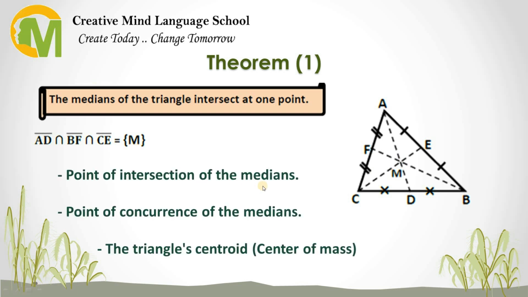The point of intersection of the medians has different names: point of concurrence of the medians, the triangle's centroid, or the center of mass. The point of intersection of the medians and the point of concurrence of the medians, you will find in the Egyptian and the British curriculums. But in the American curriculum, you will find the name of the point of intersection of the medians is the triangle's centroid, or the center of mass.